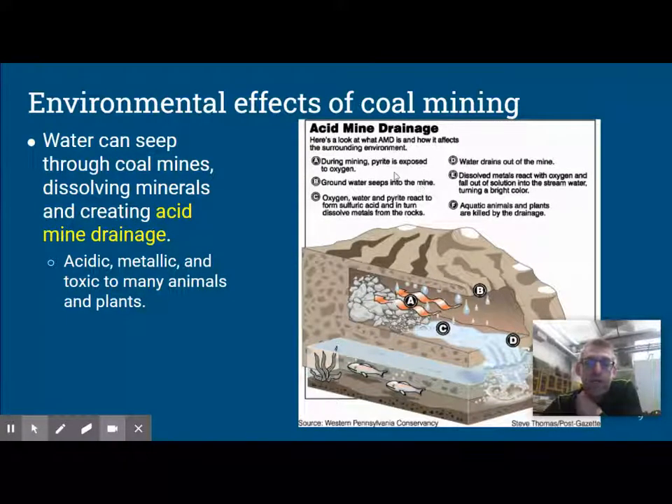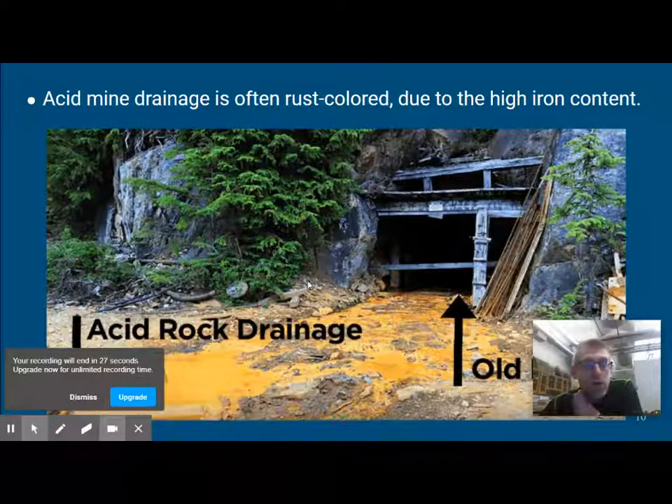So during mining, pyrite is exposed, groundwater seeps into the mine, oxygen, water, and pyrite react to form sulfuric acid and in turn dissolve metals from the rocks. Then that water drains out of the mine. Those dissolved metals react with oxygen and fall out of solution into the stream or water, turning it a bright color. So aquatic animals and plants are often killed by this drainage. So again, that then obviously affects the rest of the ecosystem. So acid mine drainage is often rust color due to that high iron content.